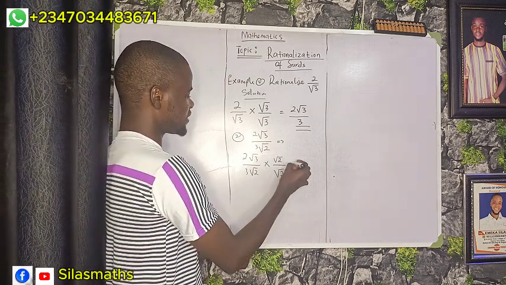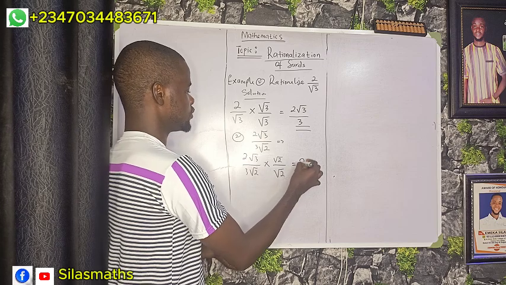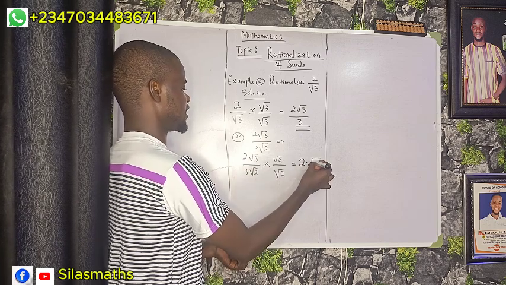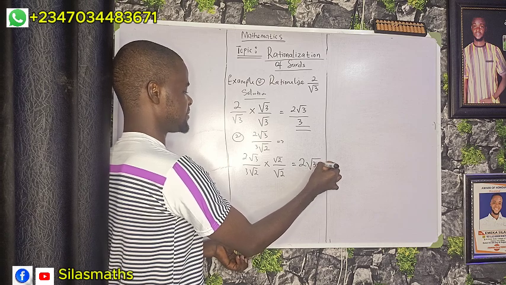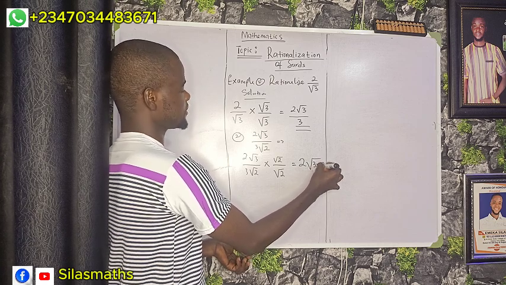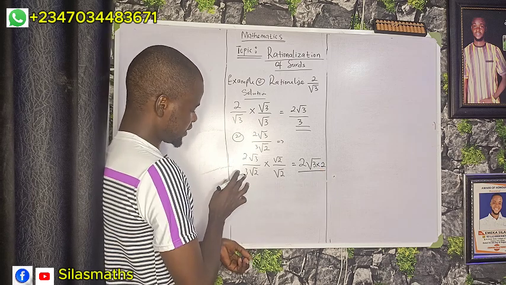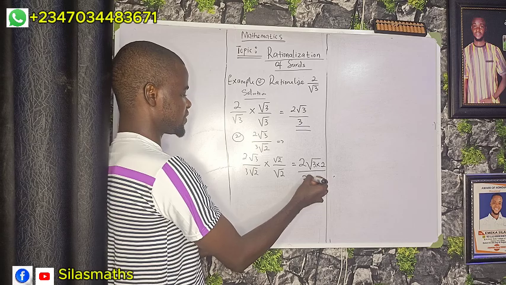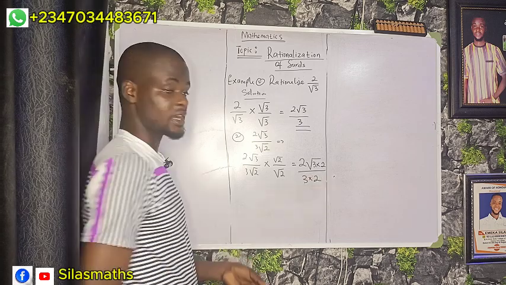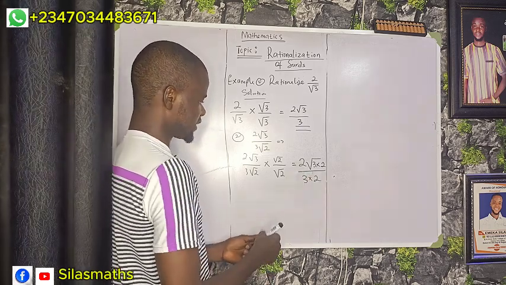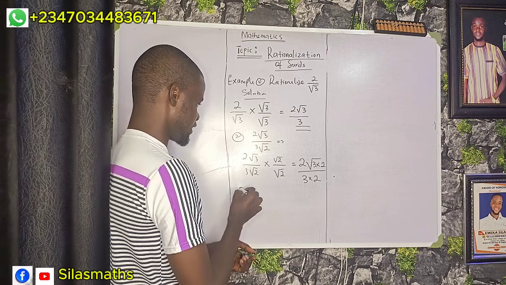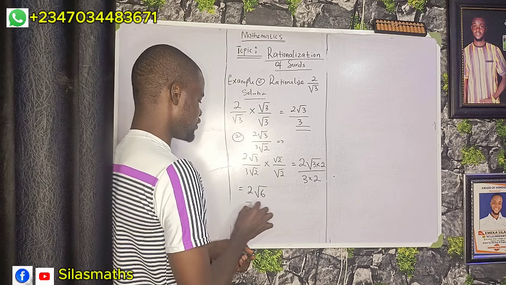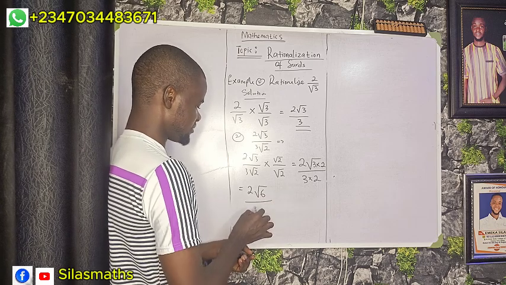So this times this is going to give me 2 root 3 times root 2, which is root 6, on top. At the bottom, 3 times root 2 times root 2, and root 2 times itself is going to give me 2. So I have 3 times 2. So I'll go ahead and simplify further. I'm going to have, of course, 2 root 6 all over 6.